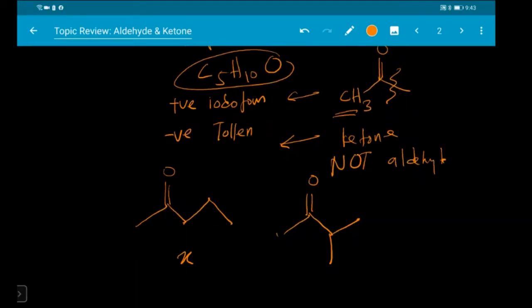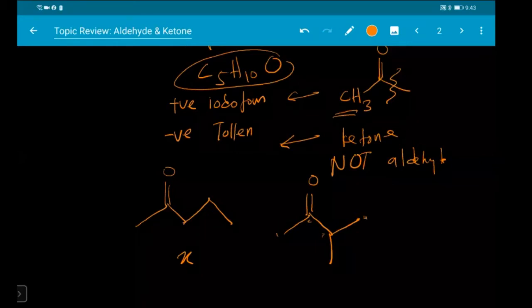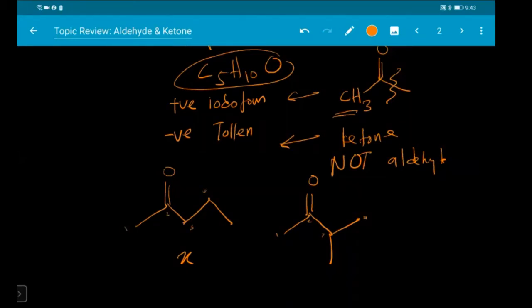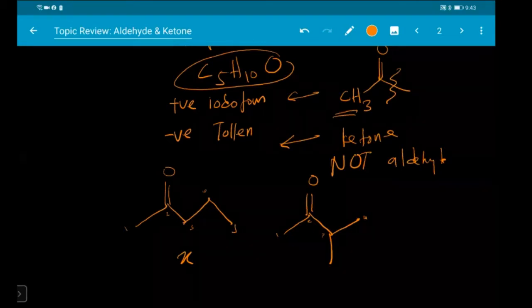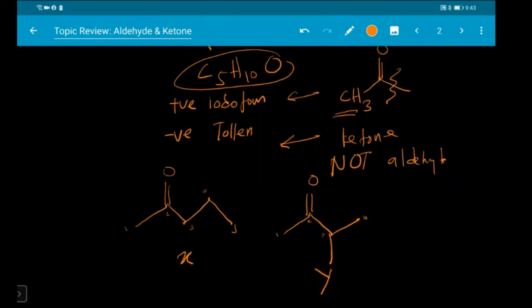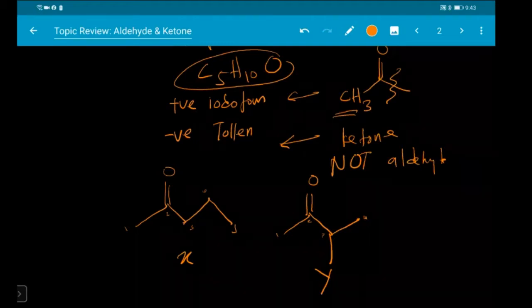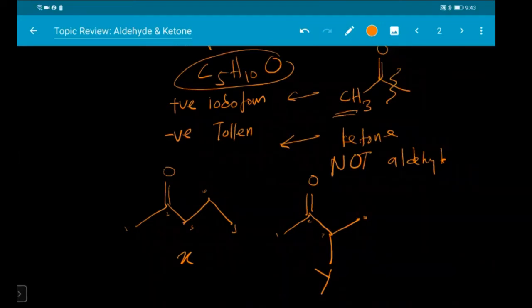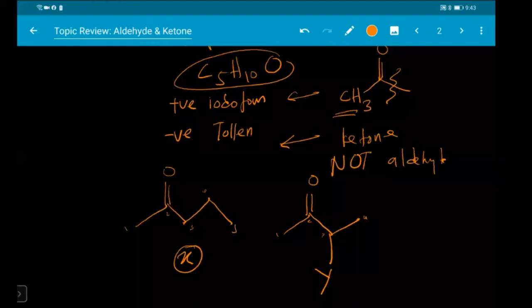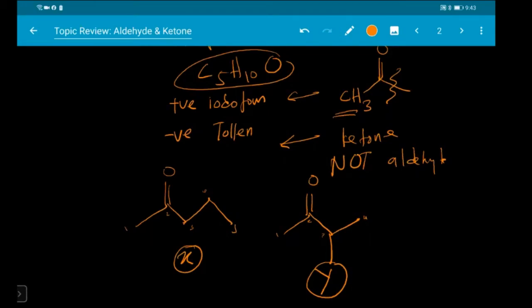Ini macam mana saya nomorkan ni? 1, 2, 3, 4. Ini pula 1, 2, 3, 4, 5. IUPAC untuk X adalah pentan-2-on. Untuk structure Y ni adalah 3-methylbutan-2-on. Kalau korang refer final answer scheme, dia akan pakai jawapan X. Tapi if you answer Y pun, it will be correct. Tak ada masalah. Dua-dua jawapan diterima because both of them fulfill the criteria.